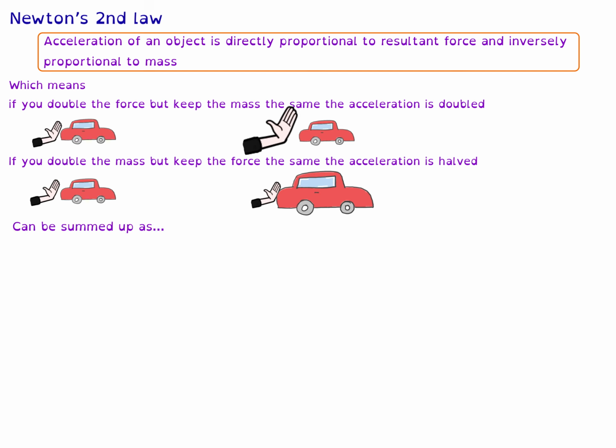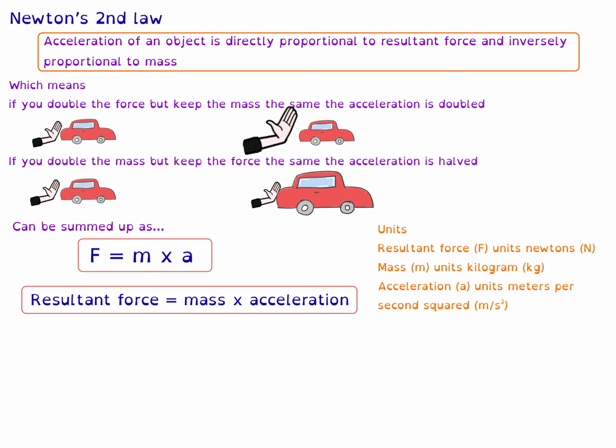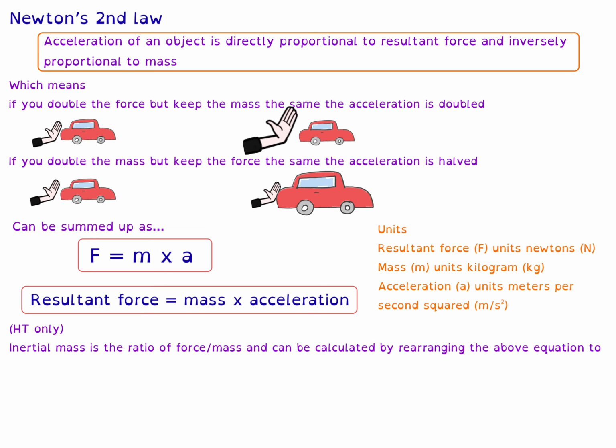This can be summed up as F equals ma, or resultant force equals the mass times the acceleration. The units: resultant force F is in newtons, the mass m is in kilograms, acceleration a is in meters per second squared. Inertial mass is the ratio of the force over the mass and can be calculated by rearranging the above equation to m equals F on a, or mass equals force divided by acceleration.